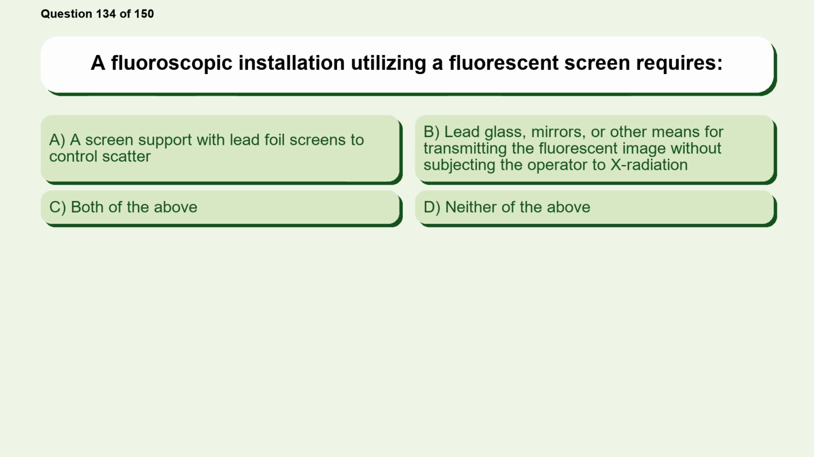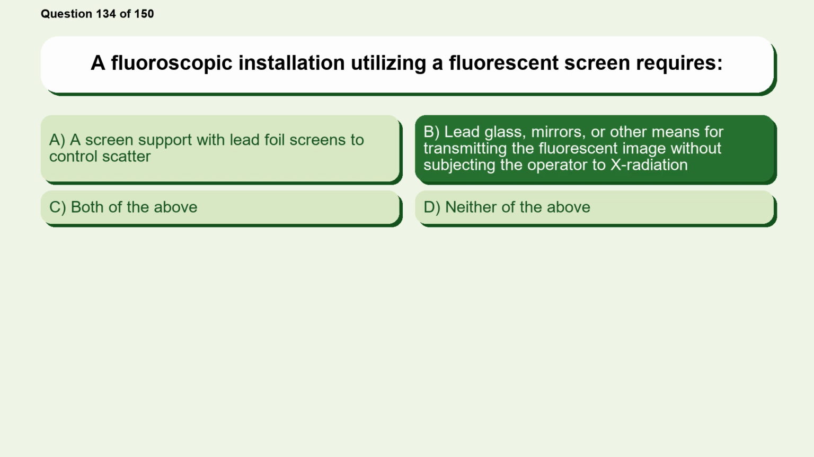Question 134. A fluoroscopic installation utilizing a fluorescent screen requires: Option A, a screen support with lead foil screens to control scatter. Option B, lead glass, mirrors, or other means for transmitting the fluorescent image without subjecting the operator to X radiation. Option C, both of the above. Option D, neither of the above. The correct answer is option B.